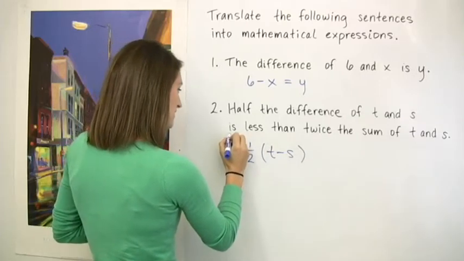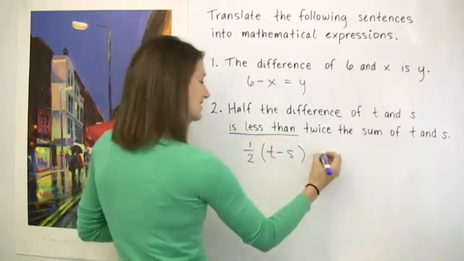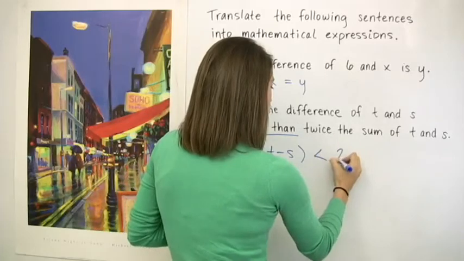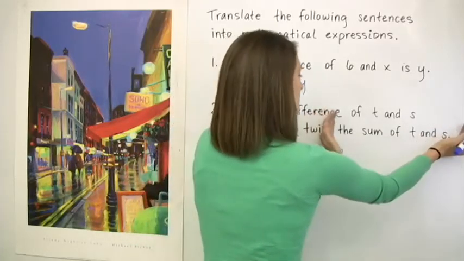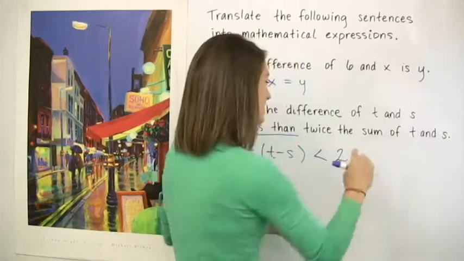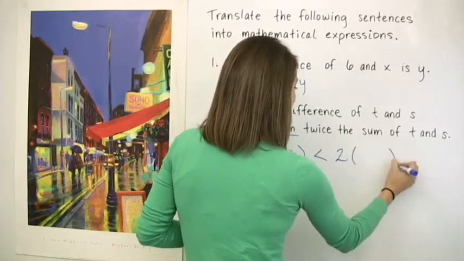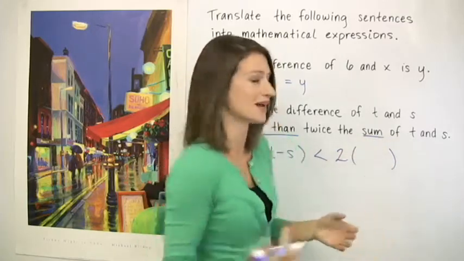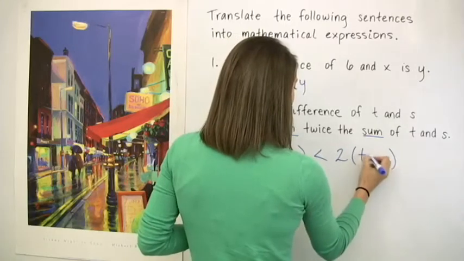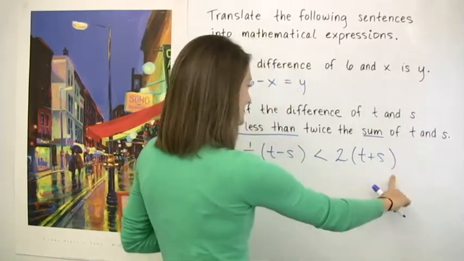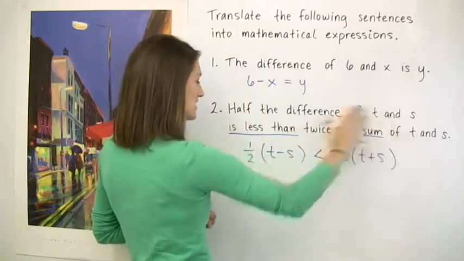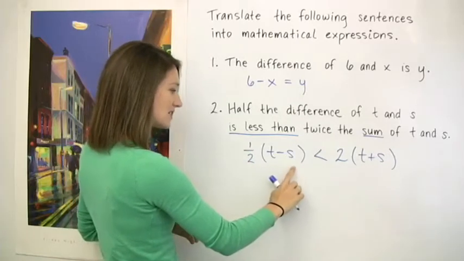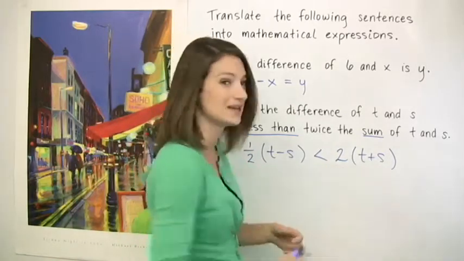Now moving on, this phrase is less than. This translates to our less than symbol, and then twice we can represent by the number 2 because we're going to double the sum of t and s. Now again, this is a quantity, so we're going to use some parentheses again, and inside our parentheses, sum represents addition, so we're going to add a plus sign, and we're adding t and s, so t plus s goes inside our parentheses. So this sentence, half the difference of t and s is less than twice the sum of t and s, translates to 1/2 times t minus s is less than 2 times t plus s.